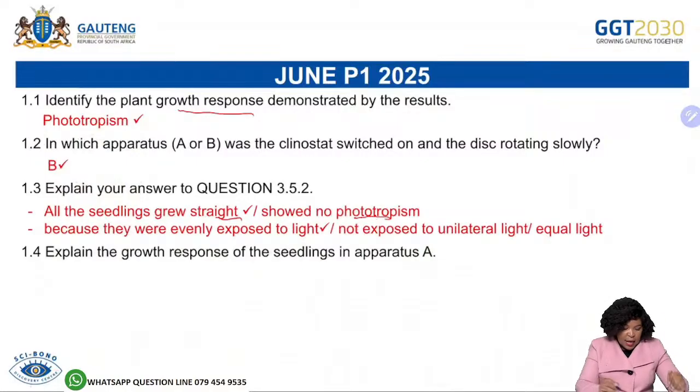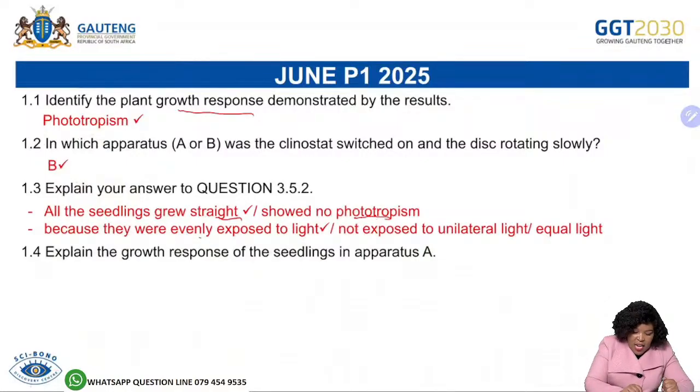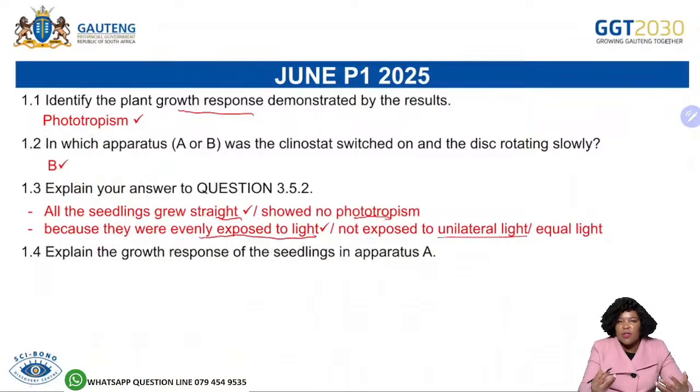Remember we said that? Because they were evenly exposed to light, not exposed to unilateral light. So you assume that, okay, because they did not grow towards a particular light, it means they were receiving light evenly. We have already said that before even being asked the question. Explain the growth response of the seedling in apparatus A.